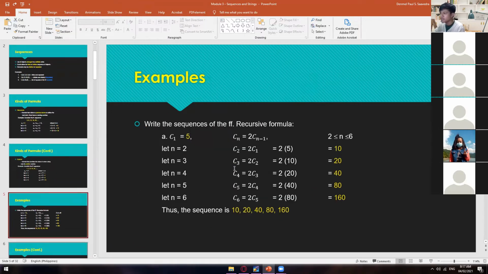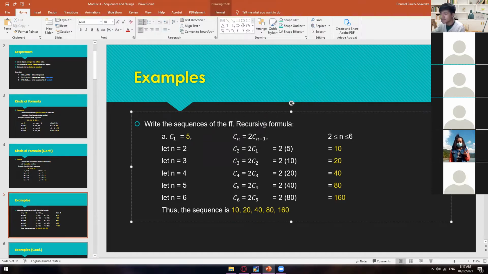Okay, so let's have more examples. Write the sequences of the following recursive formula. Take note, in recursive, you have to indicate everything, the steps on how you came up with C sub 3, C sub 4, C sub 5, and then C sub 6. So you can say that this one is quite a lot longer when it comes to solving things.